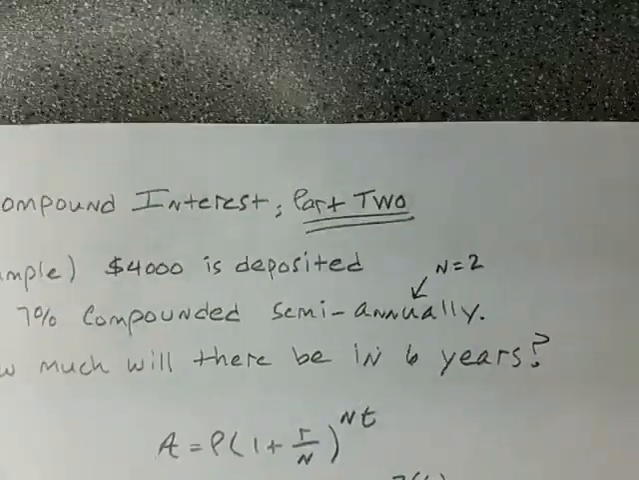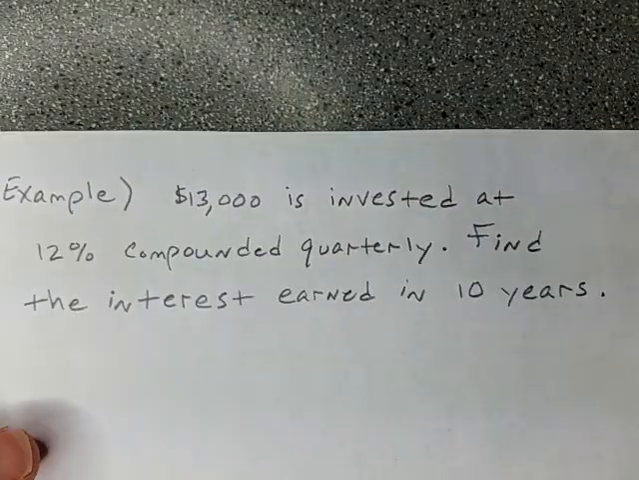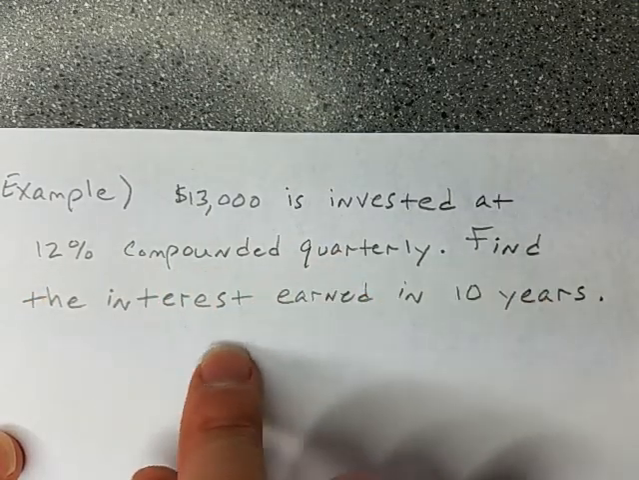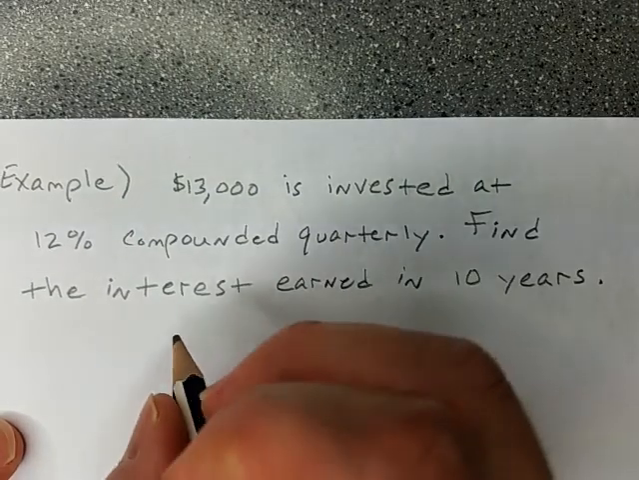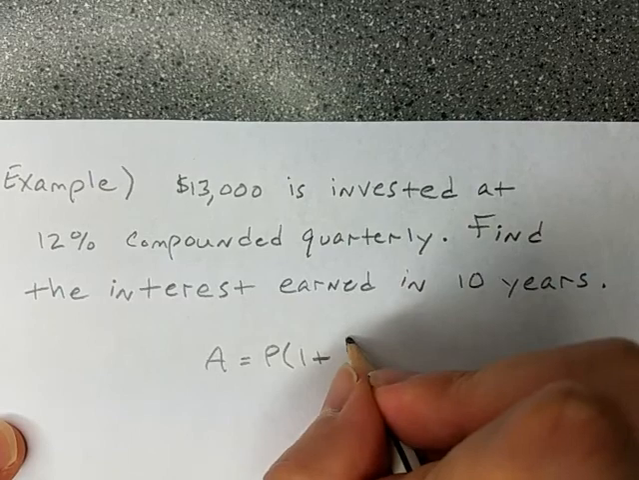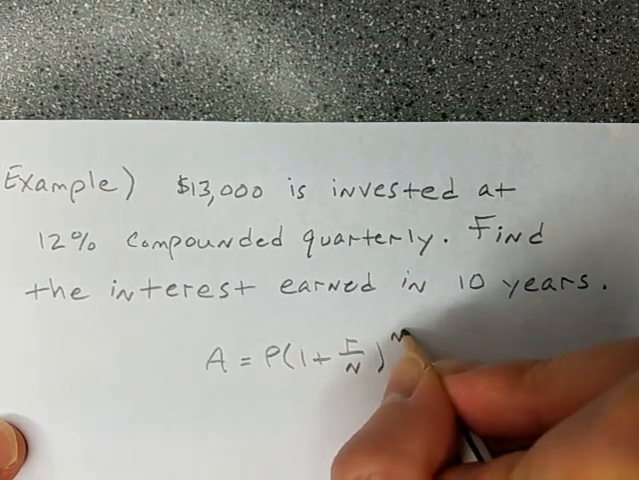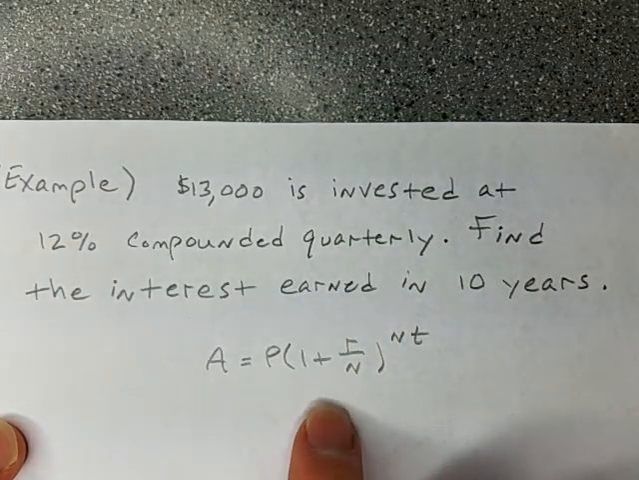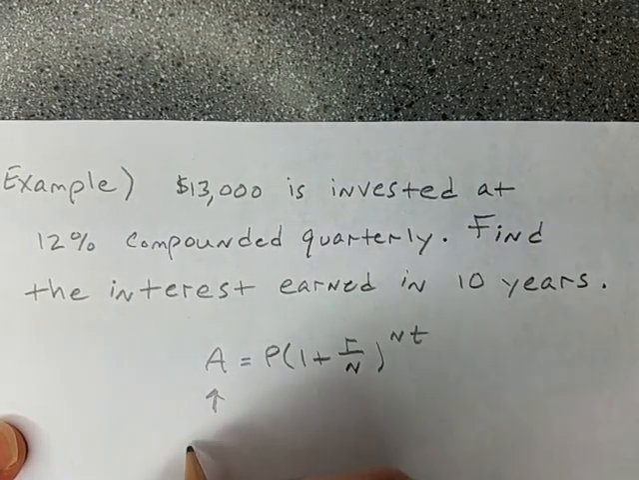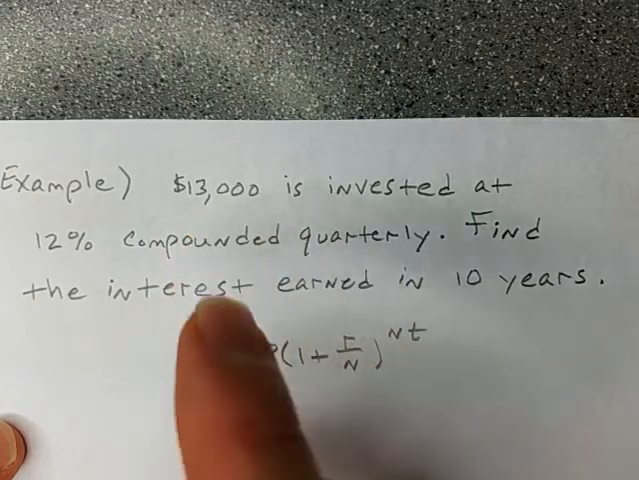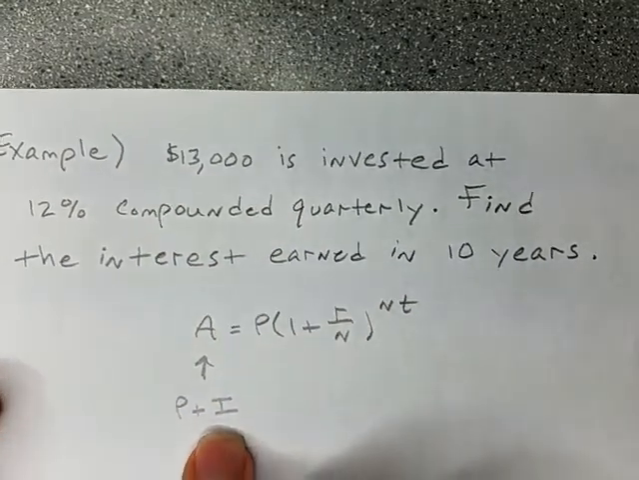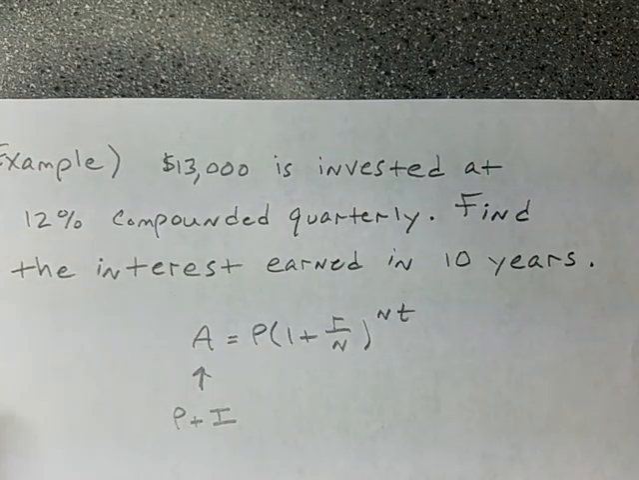All right, so let's look at another one. So suppose $3,000 is invested at 12% compounded quarterly. Find the interest earned in 10 years. So when I use this formula here, the same formula that I mentioned in that last problem, here's our compound interest formula. This amount that we calculate is the principal that we started with plus all the interest that we earned along the way. So that's the final value of the account.